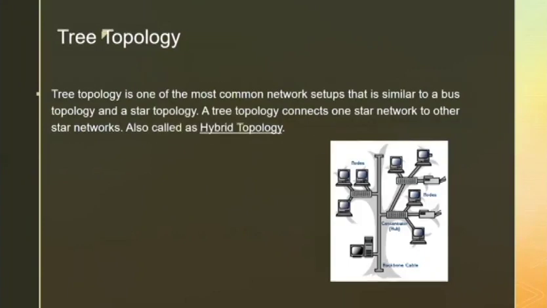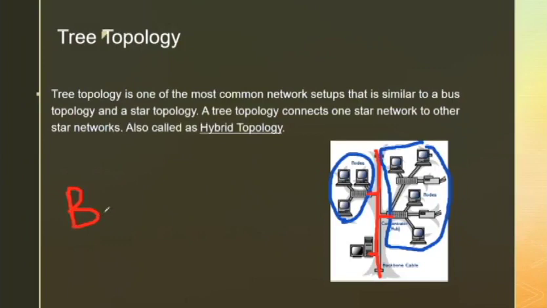Okay, tree topology. That is also what we call the hybrid topology, because two topologies connect with each other. Here you can see these are star topologies. These star topologies connect to one backbone cable. Backbone cables are used in a bus topology. So tree topology is a combination of bus and star topology.